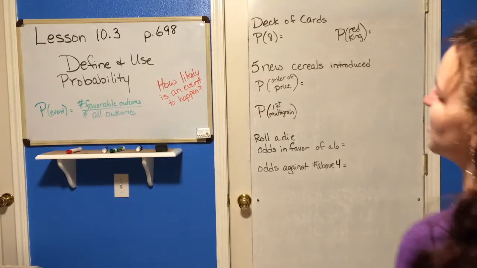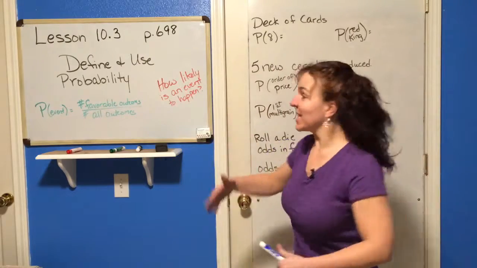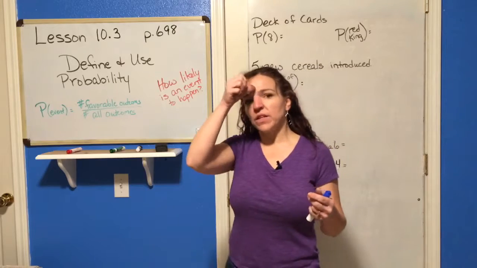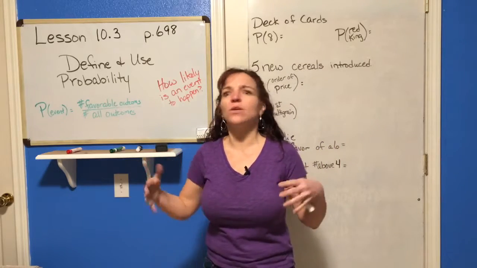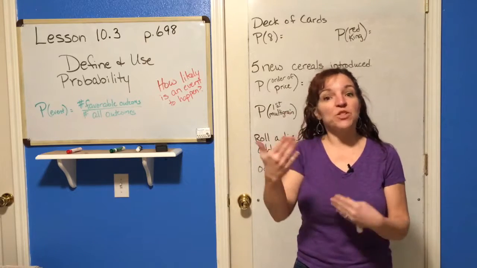Section 10.3, define and use probability. Well, the definition of probability is how likely is an event to happen? Is it going to be probable that it won't happen, or probably that it will happen? And we're going to set these up as fractions.